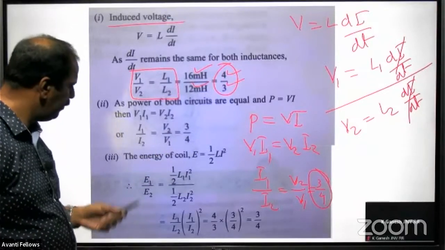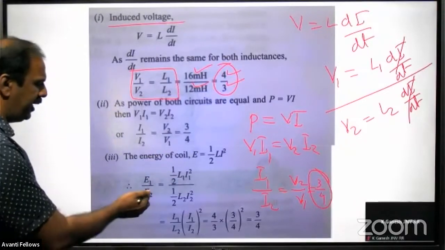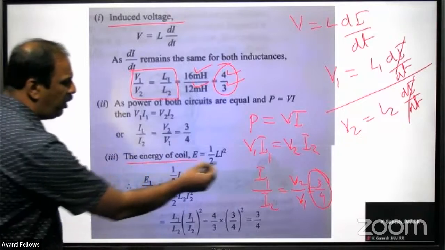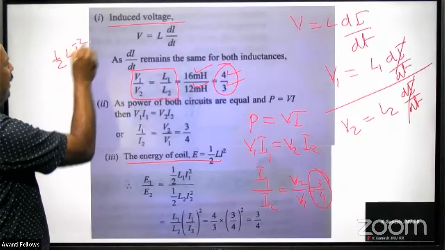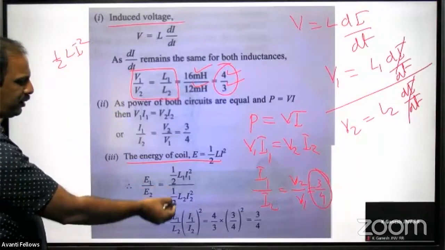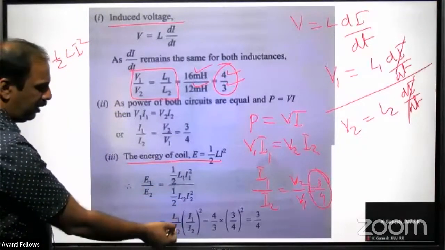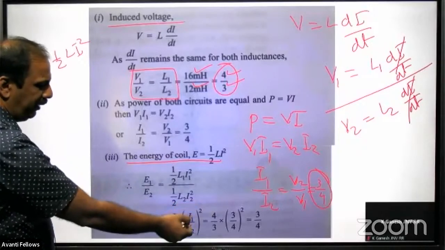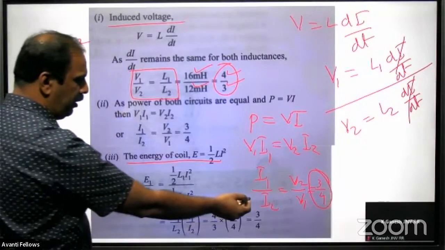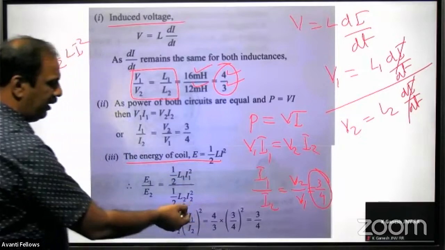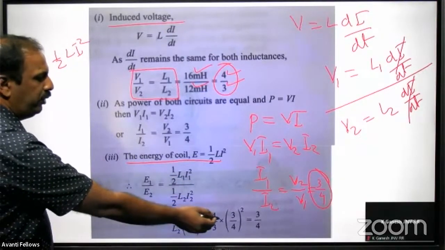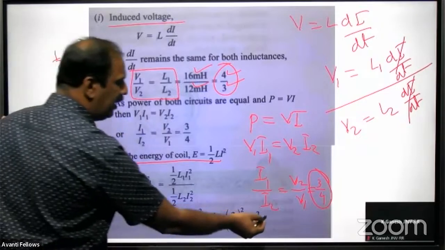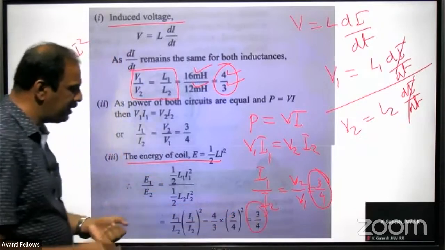Now, in this part here also something is there. That is the energy stored. Same thing only, half L I square is there. You put the values of half L I square here because the I value is already given. I1, I2. So the ratio of half L I square, you put that value there. So you'll get 3 by 4 again because everything is direct substitution only.